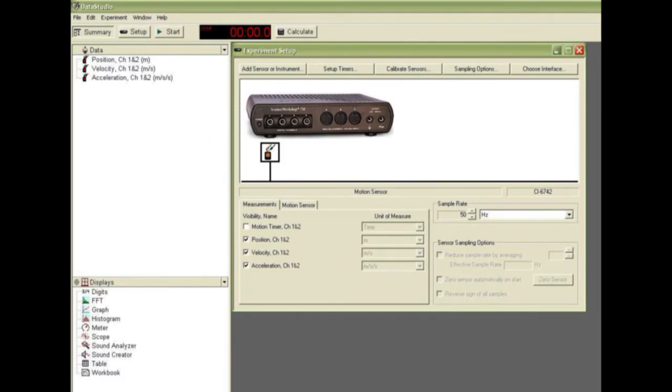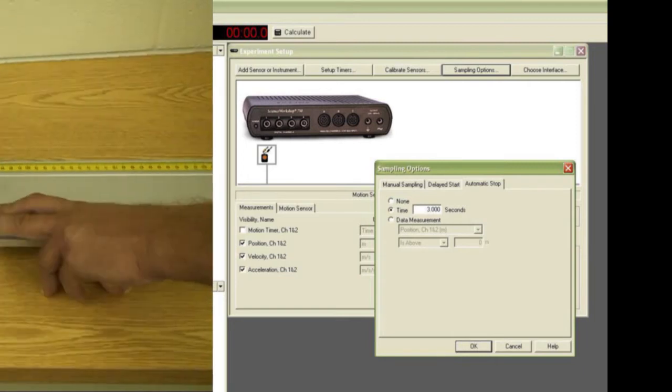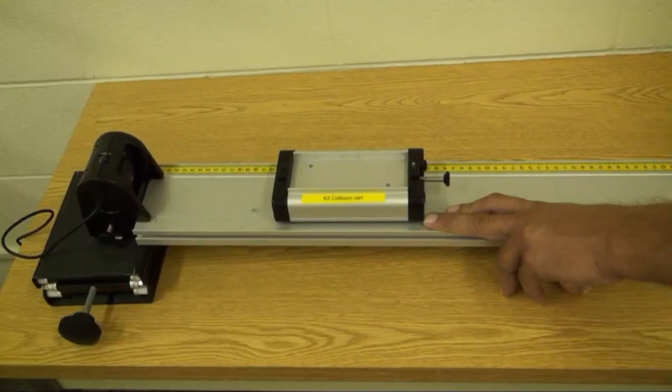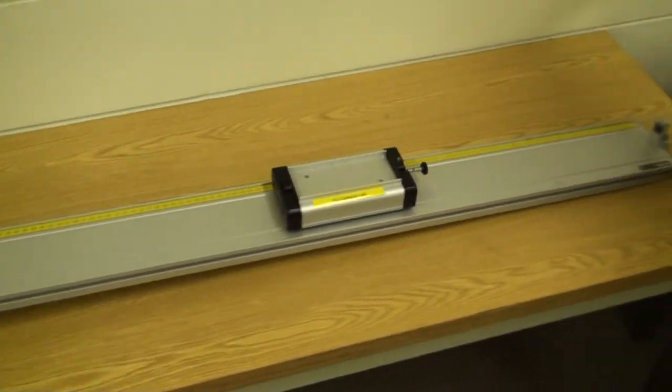Remind the Data Studio software that there will be a motion sensor in use, and set the sample rate to 50 Hz. Use the sample options to set the stop time to 3 seconds. Be persnickety about the wheels on your cart so as to minimize friction. Release the cart from rest several centimeters below the motion sensor. Make sure the motion sensor is tilted in such a way as to follow the motion of the cart down the track. Begin collecting data as the cart is released.